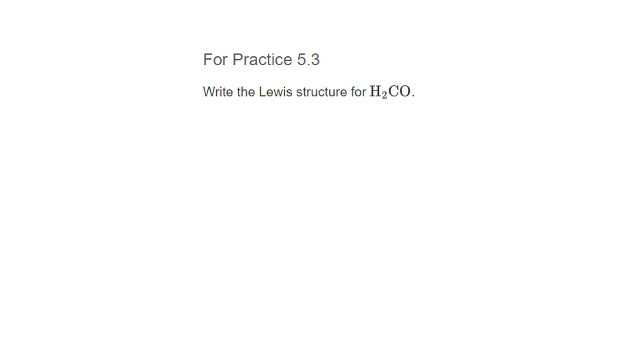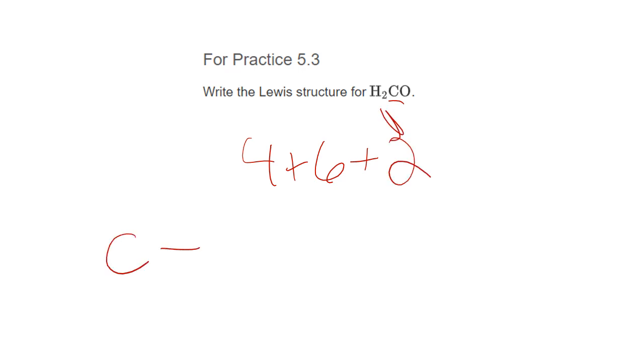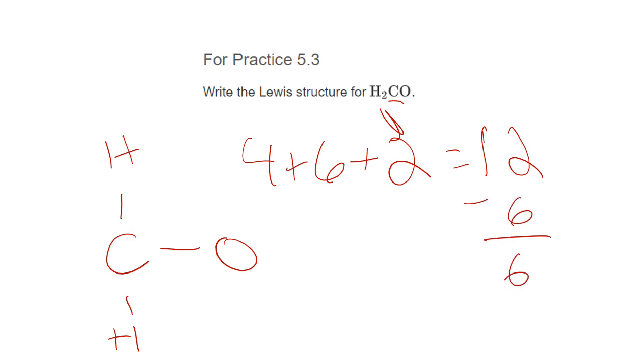So H2CO, this has 4 plus 6 plus 2, because hydrogen is 2. So that's 10, 12. Carbon, oxygen, hydrogen, hydrogen, bond outside atoms. What is this, 12 minus 6, make outside atoms happy, minus 6, 0. Carbon's not happy, so it's going to pull in 2 electrons, like that.